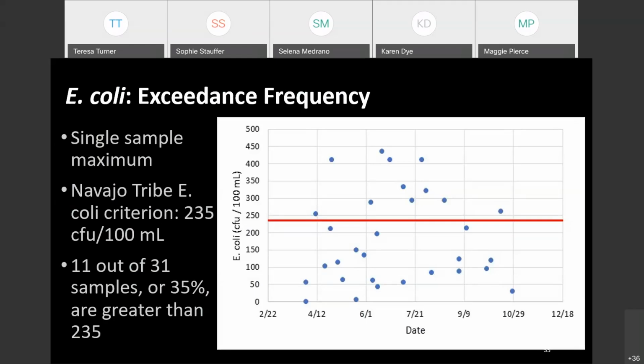The red line represents their single sample maximum of 235, and the blue dots are their measured data. Given that this is a criterion that's supposed to be met at all times, we can pretty quickly see, oh man, we've got some exceedances of the single sample maximum. And somebody's done the math for us here, and that's 11 out of 31 samples, or 35% that are exceeding. So assuming these data are from the same water body that those previous data were from, they've got exceedances of both the geomean and their single sample maximum, the two prongs of their recreational criteria.